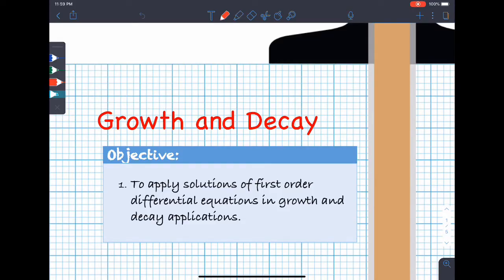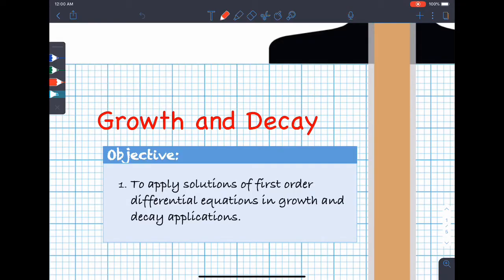Another example would be the spread of a virus. If at the initial stage, this is the number of people affected by the virus, and no intervention is implemented, then how many people would be affected by that virus can be predicted using problems involving differential equations.